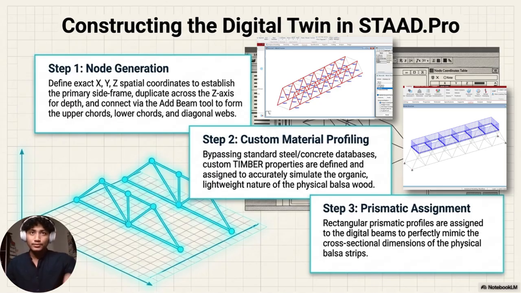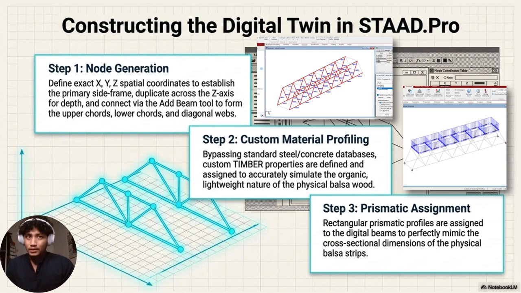Okay, to continue our presentation, now we move on to constructing the digital twin. So the first step is node generation. We define exact XYZ spatial coordinates to establish the primary frame. Duplicate across the z-axis for depth and connect via the add beam tool for the upper chords, lower chords, and the diagonal webs.